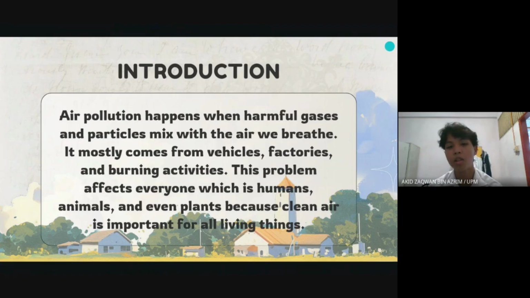This problem doesn't only affect humans. Animals also breathe the same air, and plants need clean air for photosynthesis. So, when the air is polluted, it disrupts the balance of nature and affects every living organism on Earth.